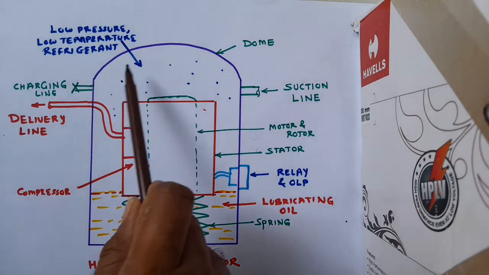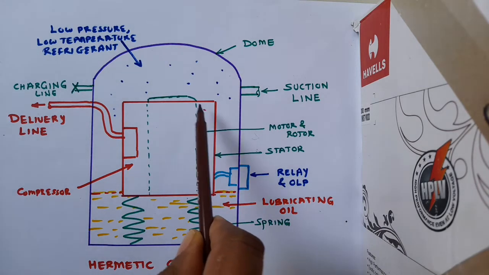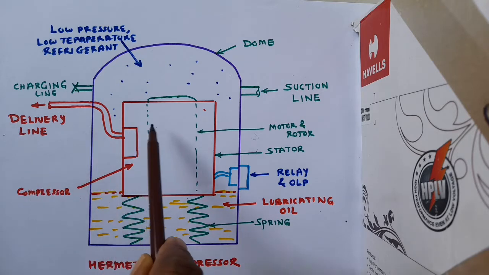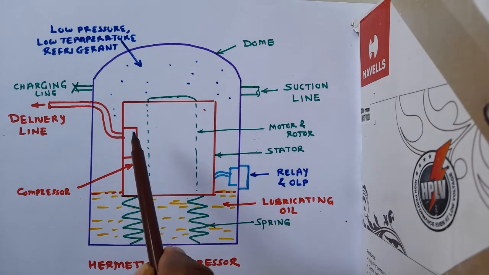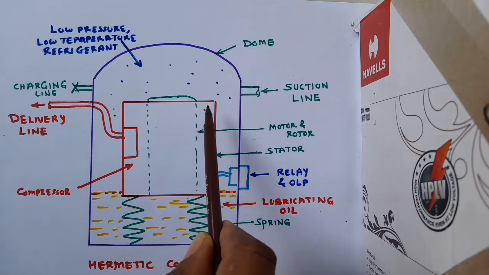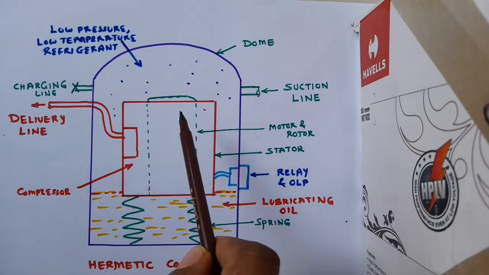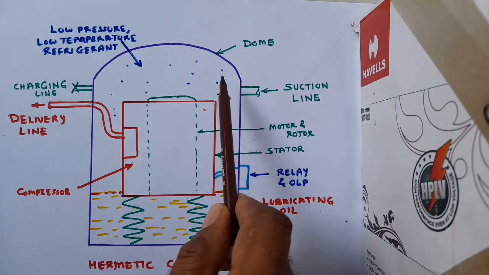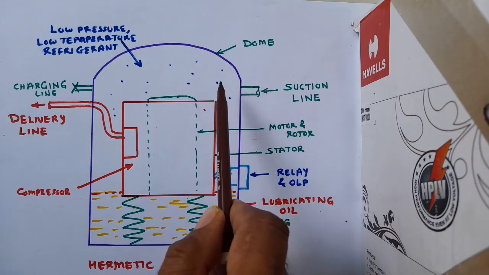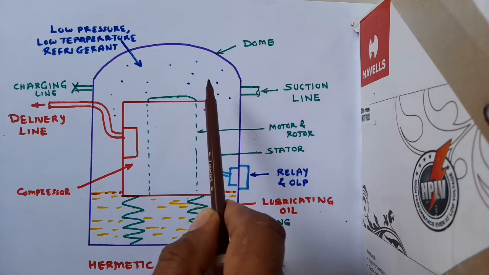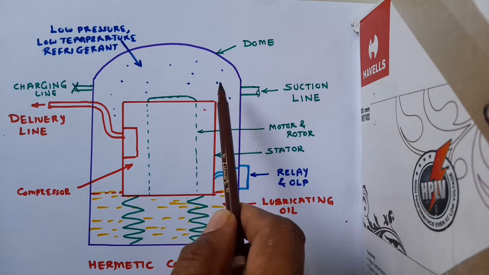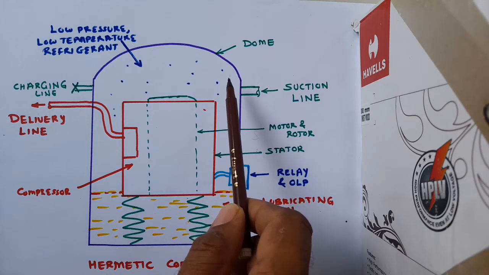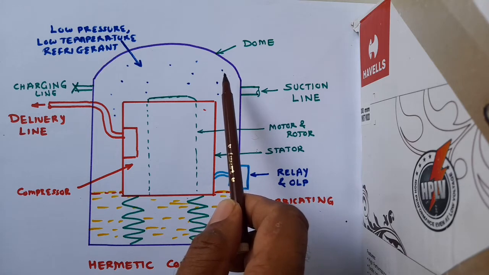Now, since this is totally sealed, the inside of this compressor has no communication with the outside, so the noise does not escape. That is the main advantage of this. So it doesn't make noise as a whole. And second thing, there are no chances of leakage of the refrigerant. For these two reasons, this is preferred in small units like domestic refrigerators, water coolers, freezers, and even in air conditioners.